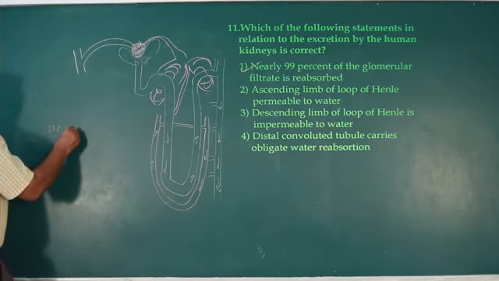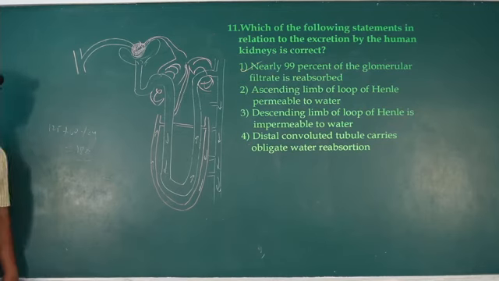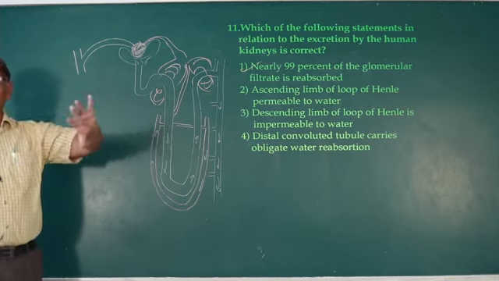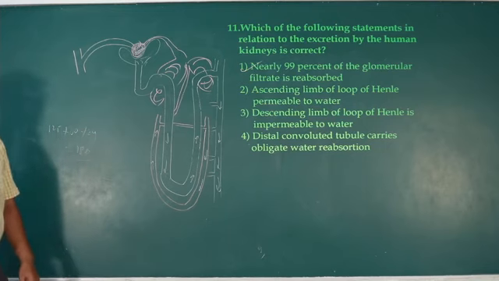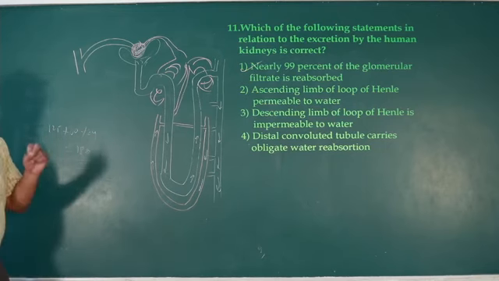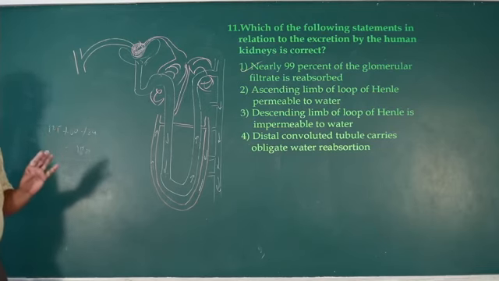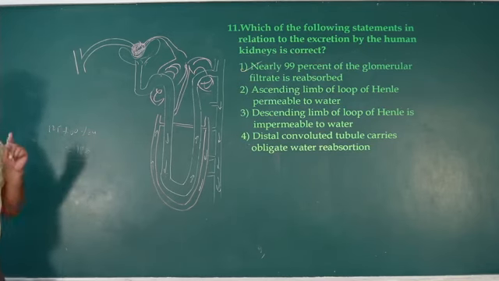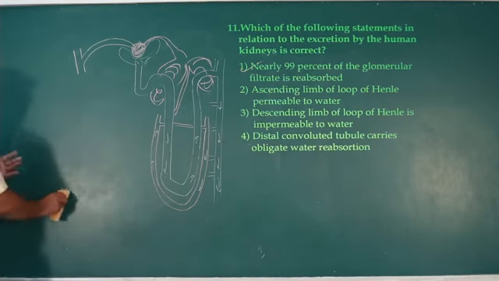125 ml per minute, into 60 per hour, into 24 per day, that is 180 liters. 180 liters of primary urine is formed. Not at a time, but over 24 hours, while this 180 liters of primary urine is passing through various parts of the nephron, 178.5 to 179 liters is reabsorbed. It is known as selective reabsorption. So finally we urinate 1 to 1.5 liters of urine. Now we discuss selective reabsorption.